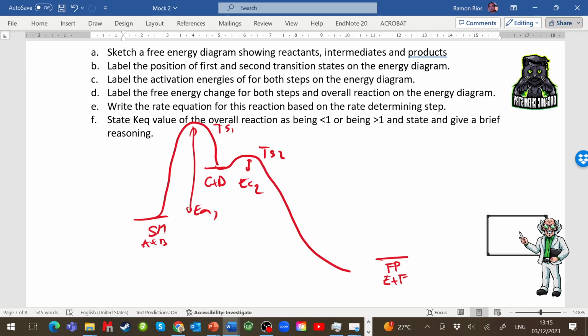Okay, write the rate equation for this reaction based on the rate determining step. They say that the only important thing is A plus B. That means that the rate will be equal to a constant K multiplied by the concentration of A multiplied by the concentration of B.